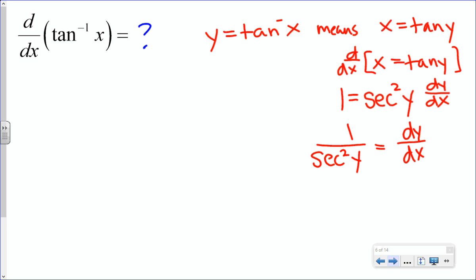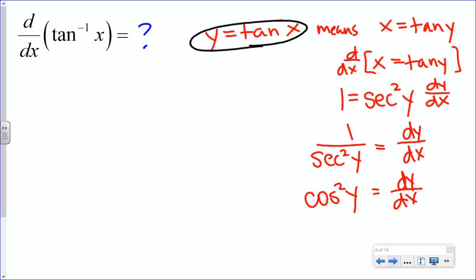Okay. Well, 1 over secant is the same as what? Okay. So I'm going to write dy dx is cosine squared y. Now, do you find that to be helpful, cosine squared y? No, it's not helpful. Okay, so what we can do, because trigonometry means the study of triangles, is make a triangle using this information right here. Keep in mind, we're just coming up with the rule. This is not something I'm going to expect you to be able to do.